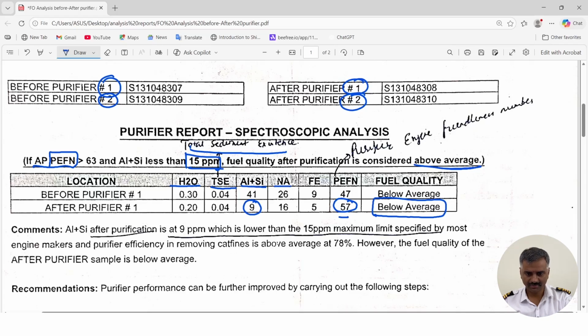Okay, H2O is water, TSE is total sediment, alumina plus silica is cat fines, Na is sodium, Fe is iron, PFN is engine friendliness number, and lastly the fuel oil quality. That is what they test.